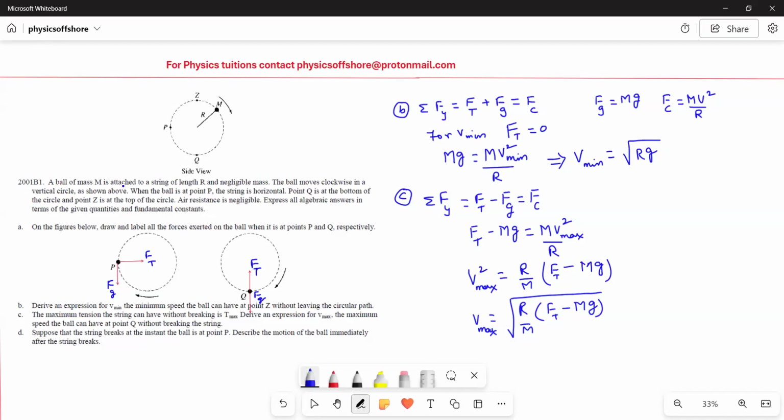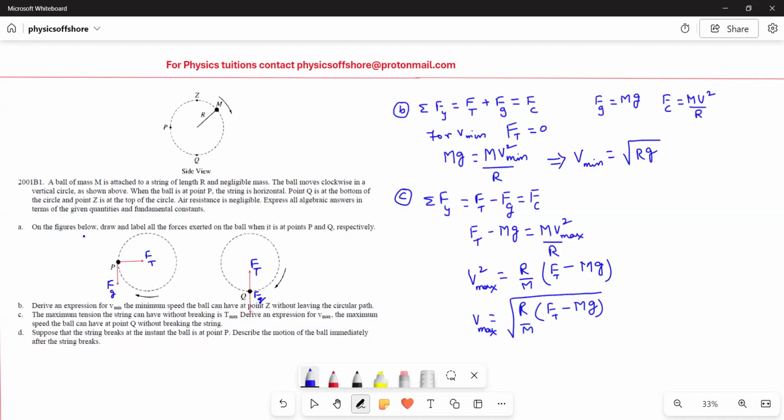A ball of mass m is attached to a string of length r and negligible mass. The ball moves clockwise in a vertical circle as shown above. When the ball is at point P, the string is horizontal. Point Q is at the bottom of the circle and point Z is at the top of the circle. Air resistance is negligible. Express all algebraic answers in terms of the given quantities and fundamental constants.